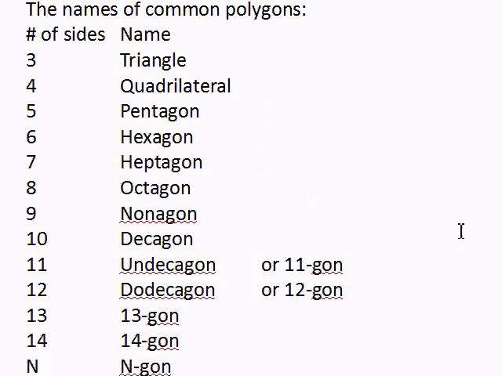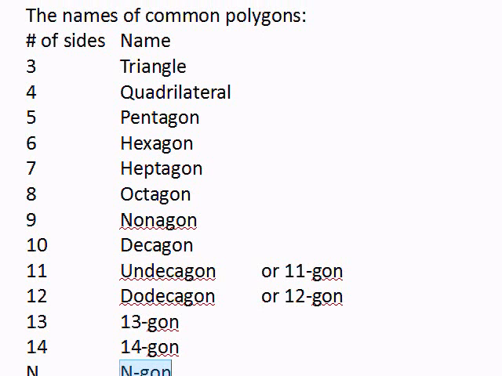You might not have seen this before, but if it has 13 sides, all they do is call it a 13-gon, representing that there are 13 sides. And if there are n sides, they just say n-gon. So you might want to write down the ones you don't know, but the ones you do know, no need to write those down.